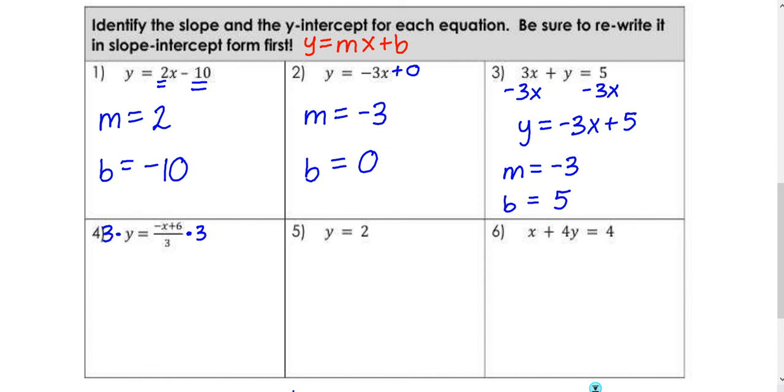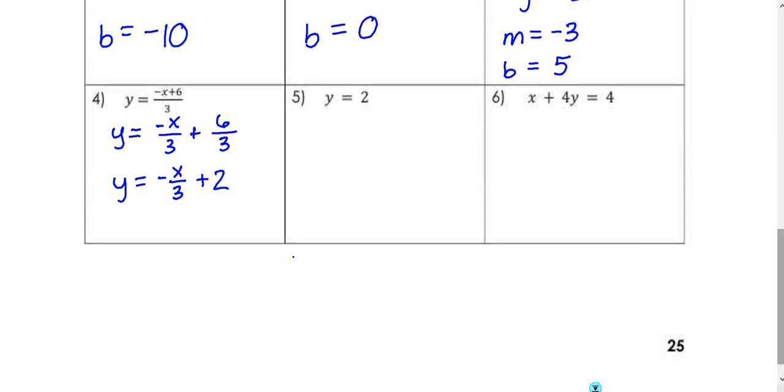Okay, so for number 4, if we wanted to put this in slope-intercept form, y is already by itself. So we have a negative x over 3. Remember, we're allowed to split up that denominator. So if I rewrite this in simplest form, I have y equals negative x over 3 plus 2. So here my m is a negative 1/3. Remember that the coefficient of x up there is 1, and my b is 2.